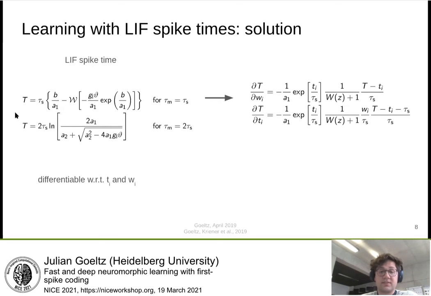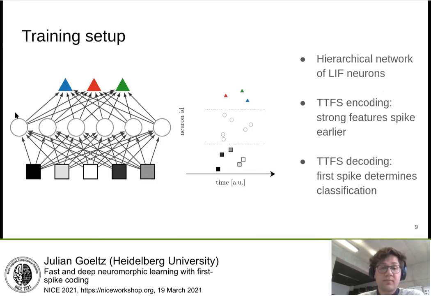And this allows us to solve the quadratic assignment problem exactly, and thus to do, based on gradient descent, error backpropagation in networks of spiking neurons. We've applied this to hierarchical networks of leaky integrate-and-fire neurons that feature time-to-first-spike encoding.